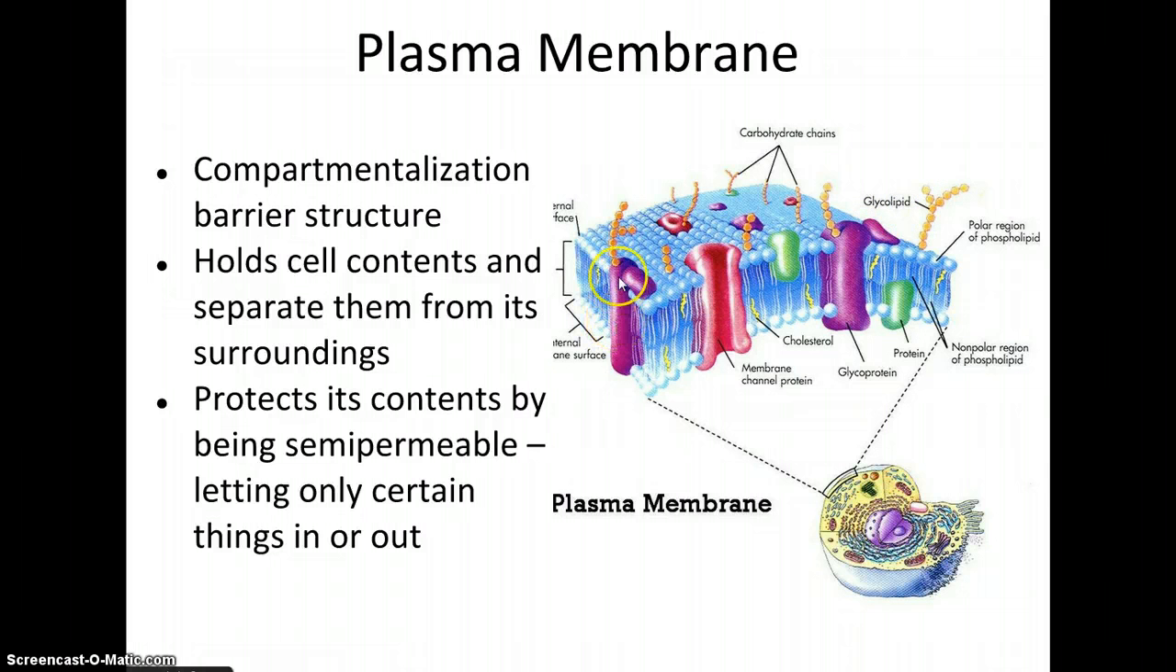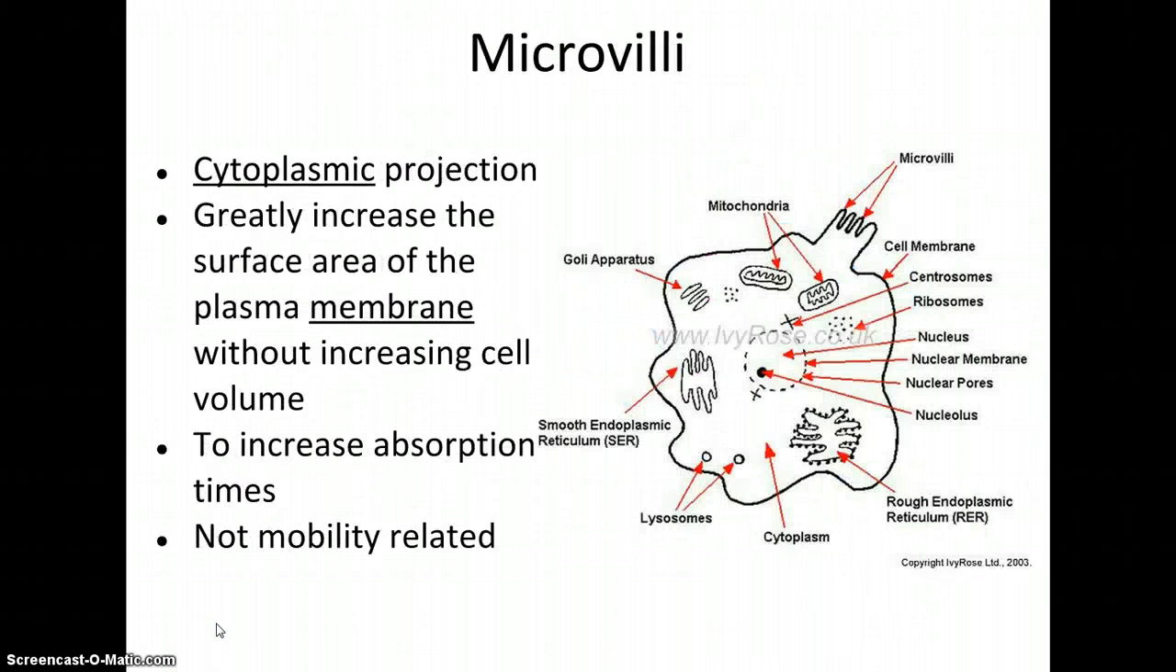The proteins are embedded in the phospholipid bilayer and allow stuff to come in and out of the cell. So this word semi-permeable is there to tell us that not everything can get in, and that is why it is selective. It protects the cell, it compartmentalizes it.